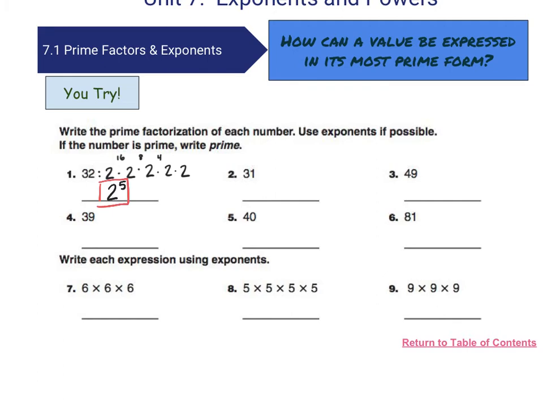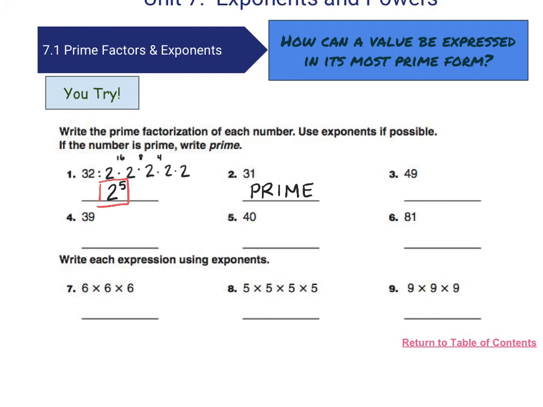31. 31, not divisible by 2, not divisible by 3, not divisible by 5. I'm going to go ahead and take a shot in the dark, and I'm going to say 31 is only divisible by 1 and itself, so therefore 31 is prime.